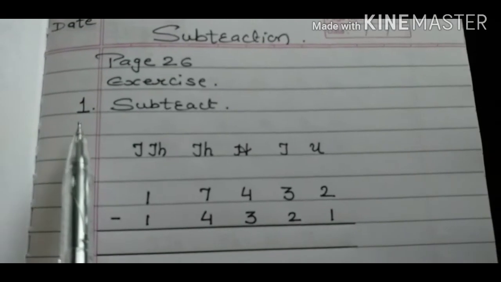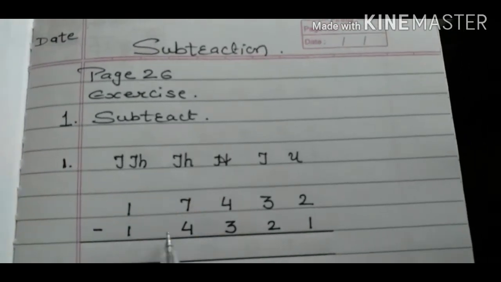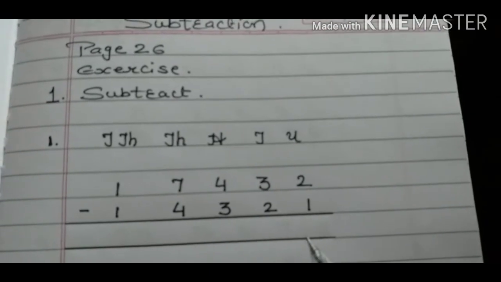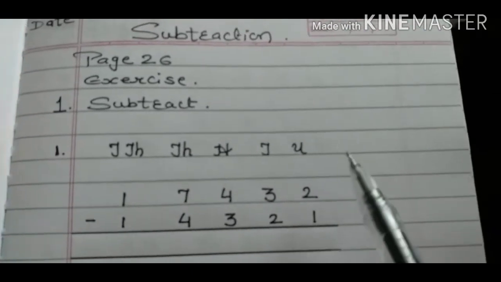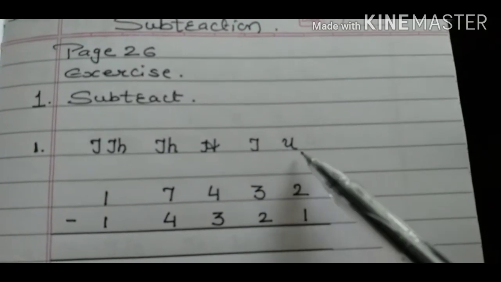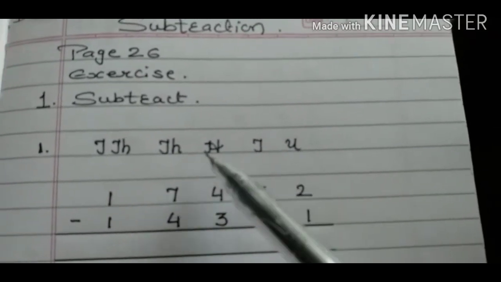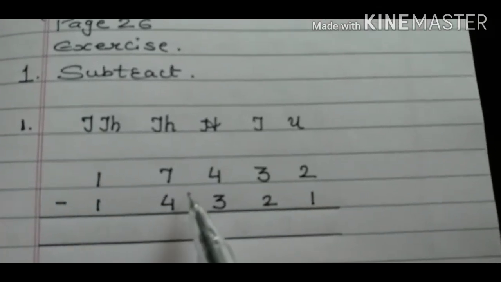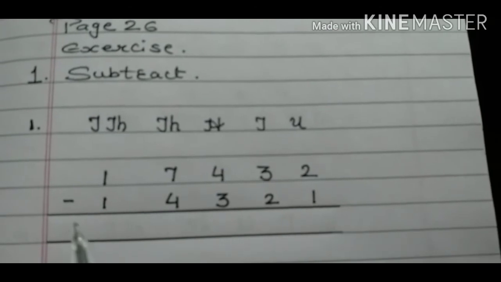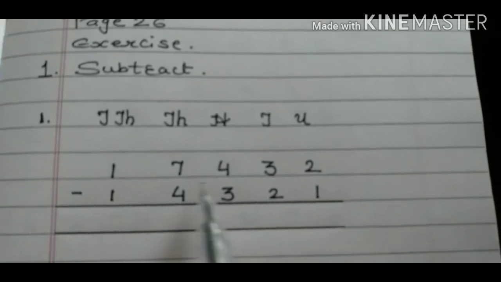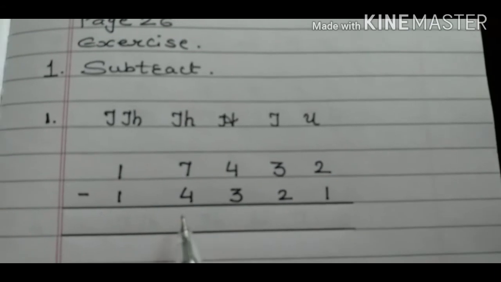Now see, our first question is subtract. The arrangement for subtraction is already given for you, and you can see here this is the vertical arrangement for subtraction. You can see over here units, tens, hundreds, thousands and 10,000s is given. So our first number is 17,432 minus 14,321. The bigger number is on the upper side and the smaller number is on the lower side.